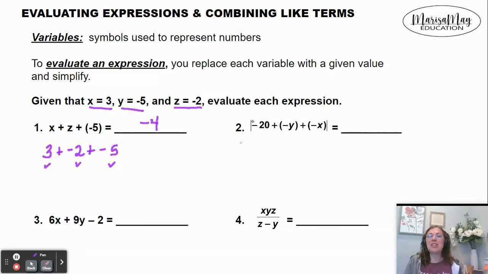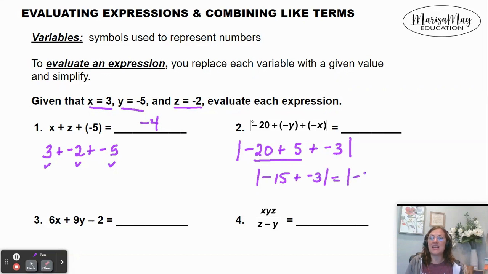Let's do another one. Look at number 2. We're going to replace the -y with a +5. See, because we had -y and y was already -5, we replaced with a +5. And then we have -x. Well, since x is 3, that would be -3. Okay, inside the absolute value, we can calculate -20 plus 5 is -15. And -15 plus -3 would give me -18. And then we can take the absolute value of -18, which would be 18.